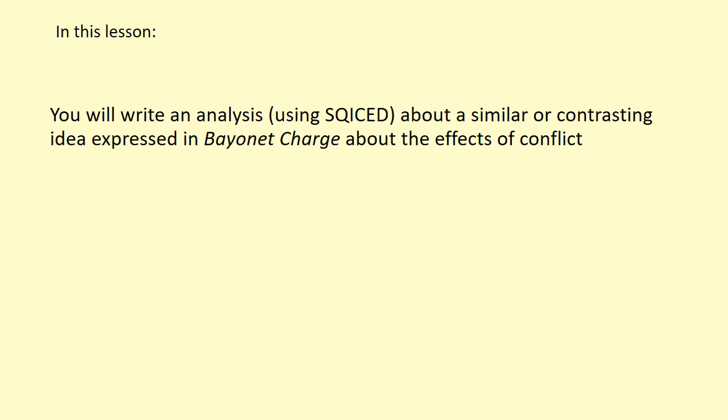In this lesson, we are going to write an analysis using Squiced again about a similar or contrasting idea expressed in Bayonet Charge, again about the effects of conflict. And this is where your Venn diagram is going to come in useful. You've already got some notes about the ideas expressed in Bayonet Charge, so that will help you to select which one you want to use as the comparison. Okay, so you might want to pick a similar idea that's expressed in Bayonet Charge as was expressed in Exposure, the one you talked about, or you might find a contrasting one that's somewhat linked but says a different thing.